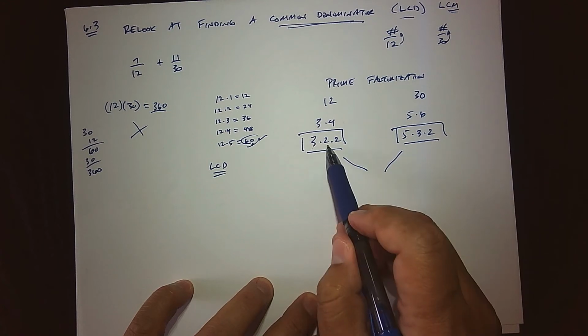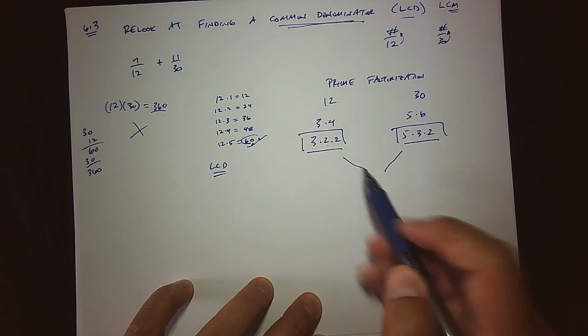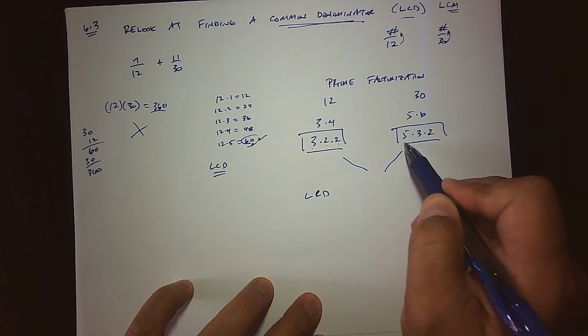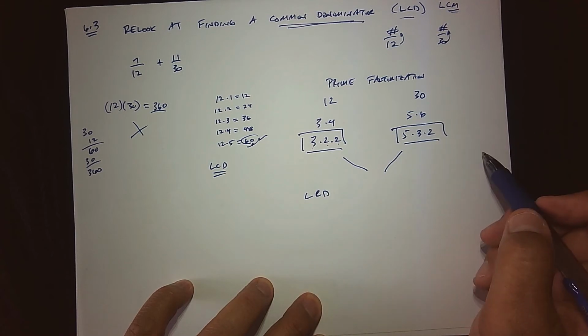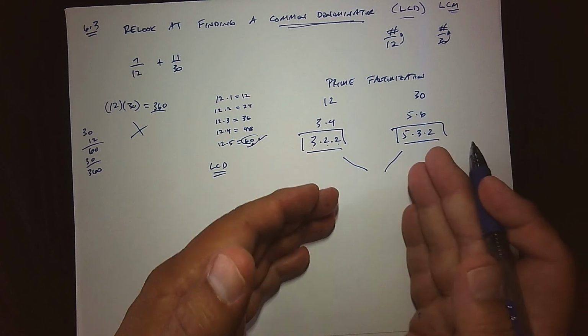So 3 times 2 times 2 has to be a part of the LCD, and 5 times 3 times 2 also has to be a part of the LCD. So what number can I put together that has both?